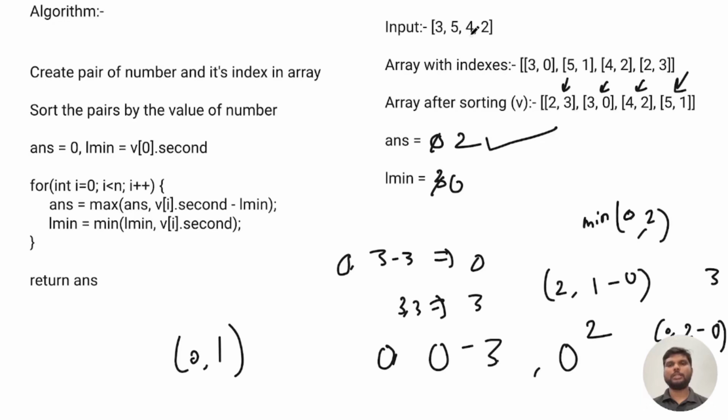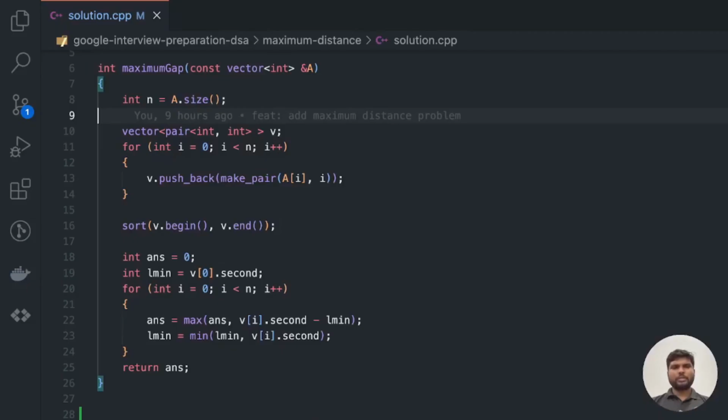Now let's look at the C++ implementation for the same. So now let's look at the C++ code for the algorithm just discussed. Okay, so we need to implement this maximum gap function, which accepts a vector of integers as an input and expects an integer as an output. Okay, so the first step that we have done in this function is calculate the size of the array. Okay, and we have stored that in the n variable.